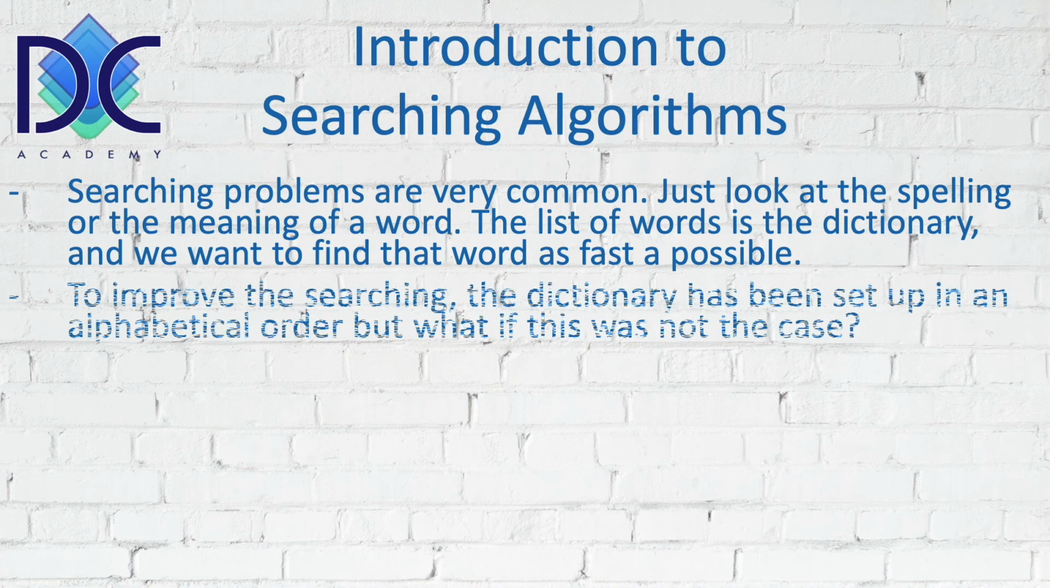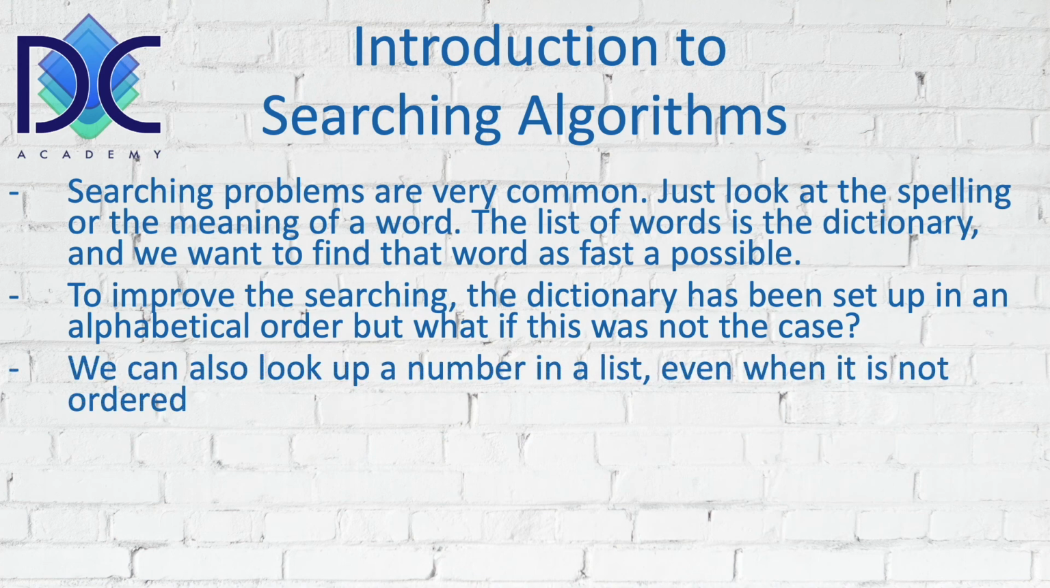Now, it is also possible that the list that you have is not ordered. The dictionary has been ordered, which makes it very interesting for you. But just imagine if this was not the case. When we have an unordered list, we basically have to look through the elements step by step. So when we want to find a number in a list or a word in a list, it's not a problem when that list is not ordered. It only makes it a little bit more complex.